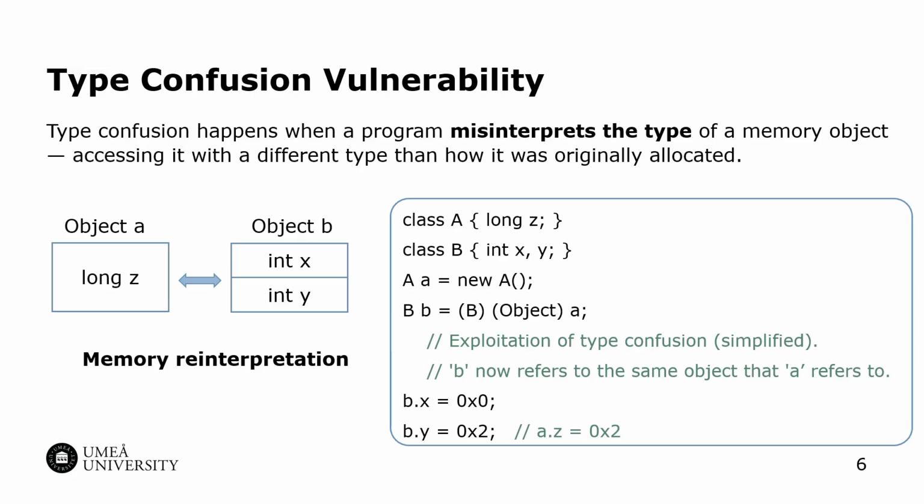Look at the example on the left. The same memory can be seen as a long or as two ints. Type confusion lets us switch between these fields. And when we write through one, we silently change the other. In our case, it lets us access and overwrite internal metadata without violating the language's type checks at runtime.